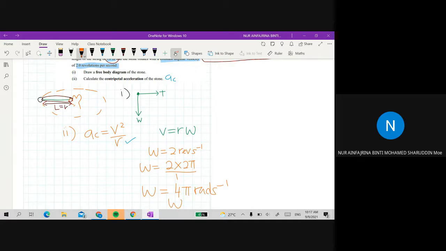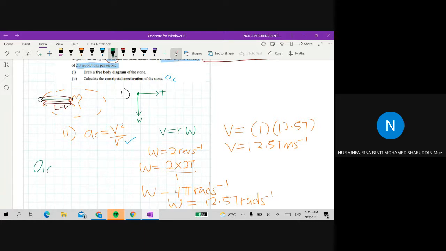Macam Miss cakap, Miss takut korang akan terlupa nak tulis pi. That's why Miss nak korang tukar ke dalam bentuk decimal, dalam bentuk number. So 12.57 radian per second. Okay, now we already have our omega. So V, R kita adalah 1 and our angular velocity is 12.57. So when you press your calculator, you will get your speed 12.57 meter per second.